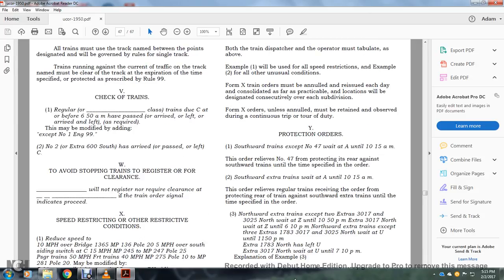Alright, both train dispatchers and operators must tabulate as above. For example, we use the speed restriction. For example 2, the unusual condition. Form X train orders may be annulled and reissued. Each of the orders is consolidated where practicable, at locations designated. Secondly, each of the subdivision Form X orders unless annulled must be retained and observed during the continuous trip or tour of duty.